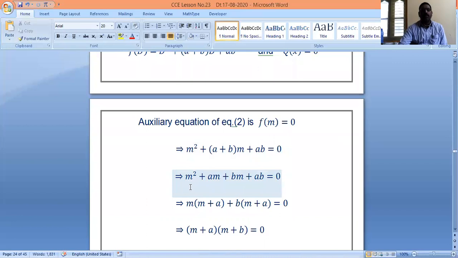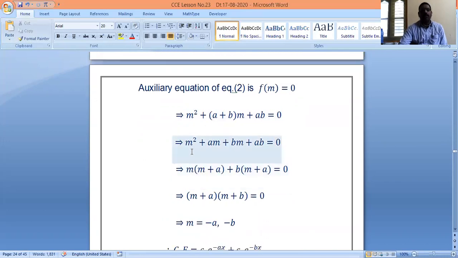That implies m² + am + bm + ab = 0. By taking m common from the first two terms, we get m (m + a), and taking b common from the last two terms, we get b (m + a) = 0. Here m + a is a common term. Therefore, we can take this common term out. We get (m + a)(m + b) = 0. That implies m = −a, −b.